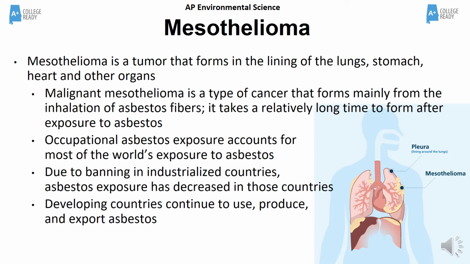Mesothelioma is a tumor that forms in the lining of the lungs, stomach, heart, and other organs. Malignant mesothelioma is a type of cancer that forms mainly from the inhalation of asbestos fibers. It takes a relatively long time to form after exposure to the asbestos. Occupational asbestos exposure accounts for most of the world's exposure to asbestos. It has been banned in industrialized countries, and asbestos exposure has decreased as a result. Developing countries continue to use, produce, and export asbestos, however.